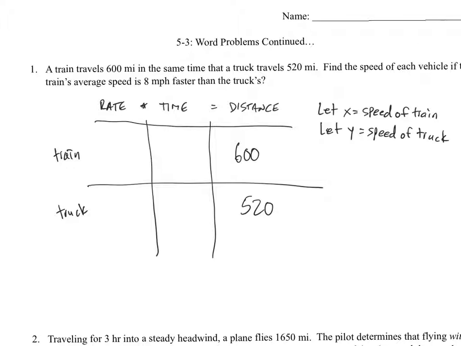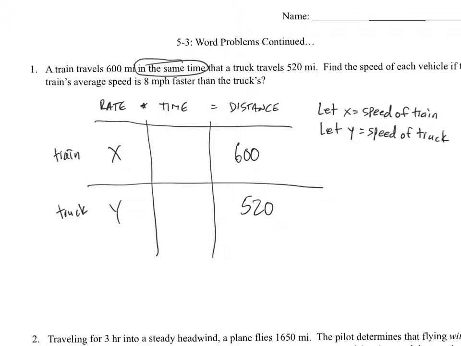Speed, rate, same thing. We usually express speed as miles per hour. That's a rate. That's how many miles you would go in an hour. So the rate for the train we're going to call x, and the rate for the truck we're going to call y. Now the key to this problem is understanding that they're saying it's in the same time. Find the speed of the vehicle in the same time that a train travels this distance and a truck travels a smaller distance in the same amount of time.